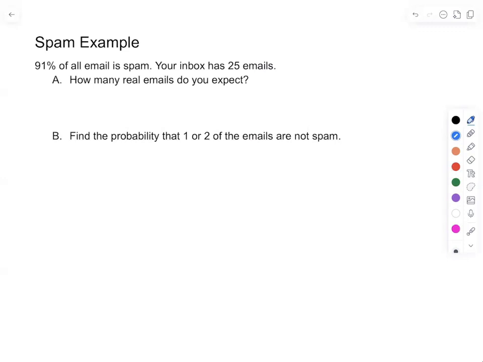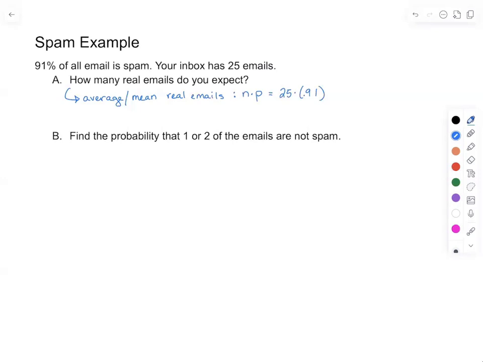Now, this is just one of those cool little things about binomial models that maybe makes sense, maybe doesn't, but it is fun to play with. So when I think about this, how many real emails do you expect? That's really saying what's the average, or what's the mean number for real emails? And that's very easy to figure out with a binomial model problem because we just do n times p. And so in this case, that's going to be 25 times 0.91.